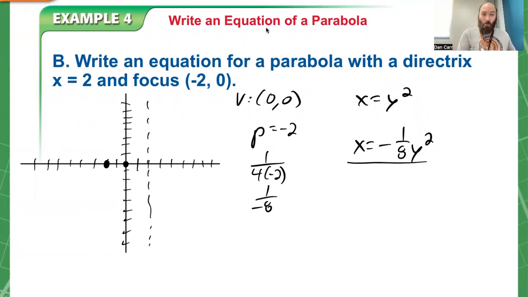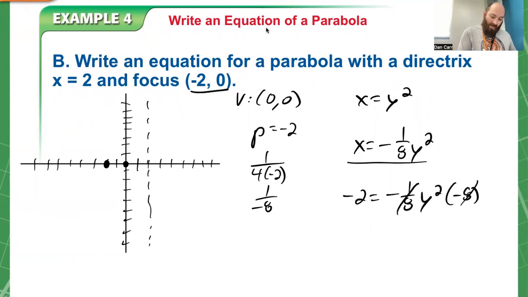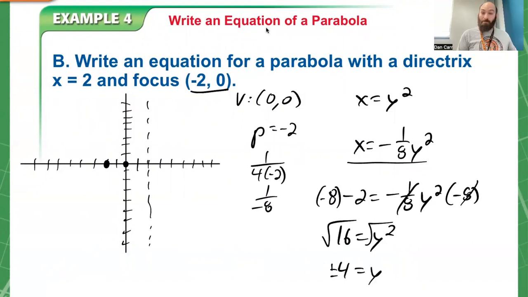Okay, so my focus is at -2, 0. So that means that -2 equals x. We're going to figure out when that happens in this case. Okay, so I multiply both sides by -8 to cancel that out, so I get positive 16 equals y squared. And then I take the square root of both sides, I get plus or minus 4 for y.